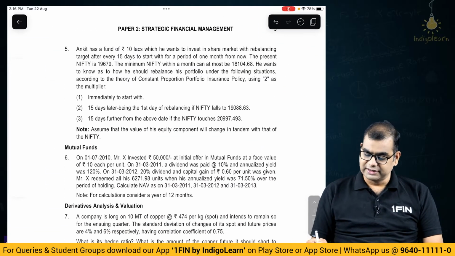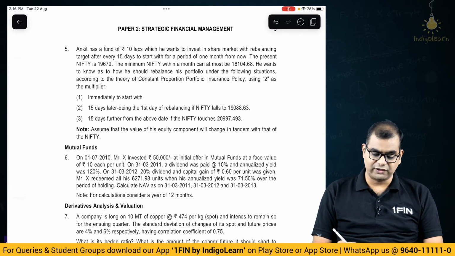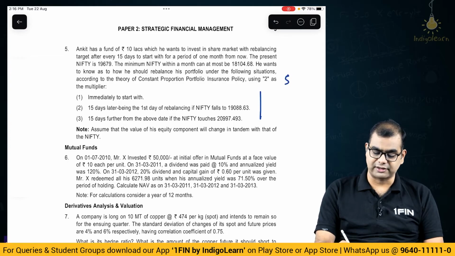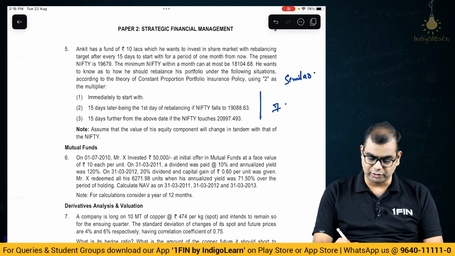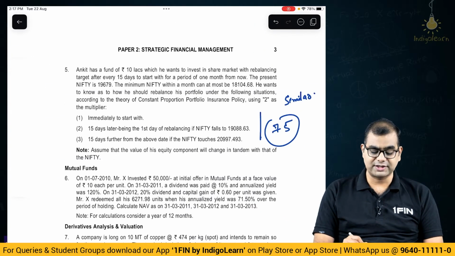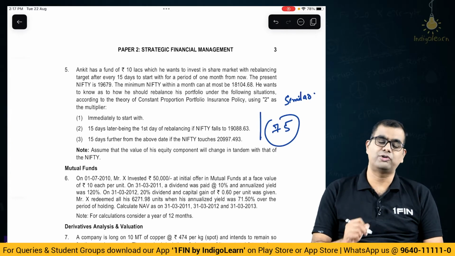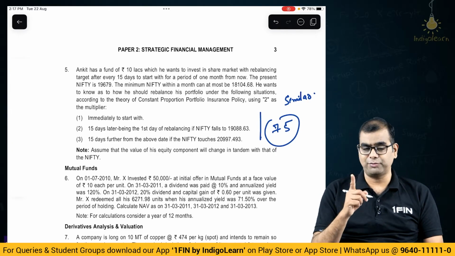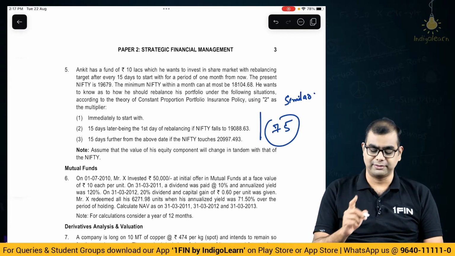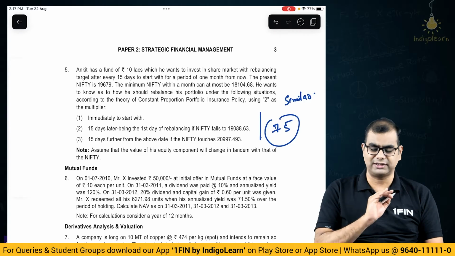Then number 5. Ankit has a fund of rupees 10 lakhs which he wants to invest in share market with rebalancing after 15 days, so on and so forth. This question is very similar. This is not same to same question. This is similar to question number 75 if I am not wrong. Yes, 75. Which chapter is this? This is portfolio management chapter. What is this concept that is talked about here? Here we are talking about the concept of rebalancing of a portfolio. So this is question number 75. Not exactly same, but similar question. Numbers are slightly different. Beyond that, there is nothing else.